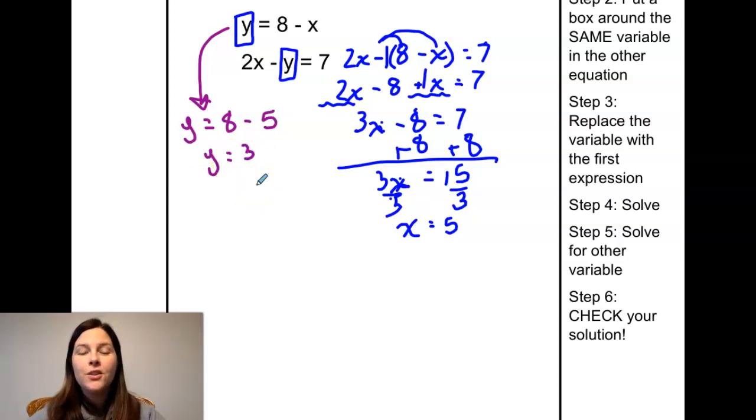And the last thing we need to do is write our answer as an ordered pair. X always comes first. We got a value of 5 for x, and y comes second. We got a value of 3 for y.